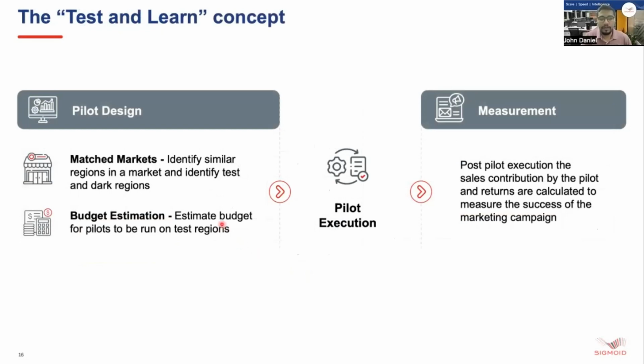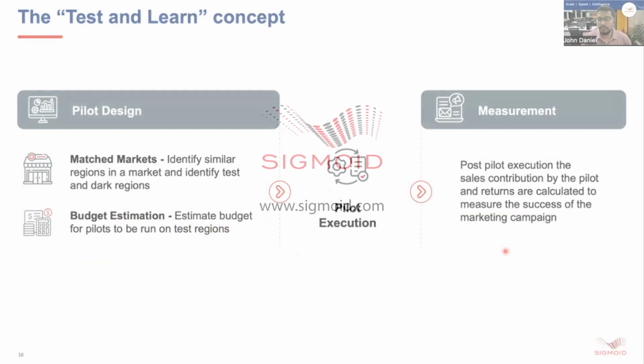Then we proceed to the second phase of pilot design, which is the budget estimation, where we estimate the budget for the test cells to run the pilot campaign. And post the pilot execution happens, we get the measurements and the returns of the pilot campaigns to see how it performed and if it can be scaled up on a larger level.